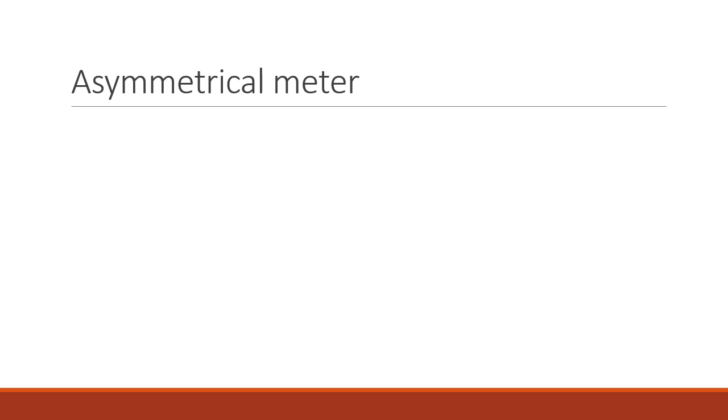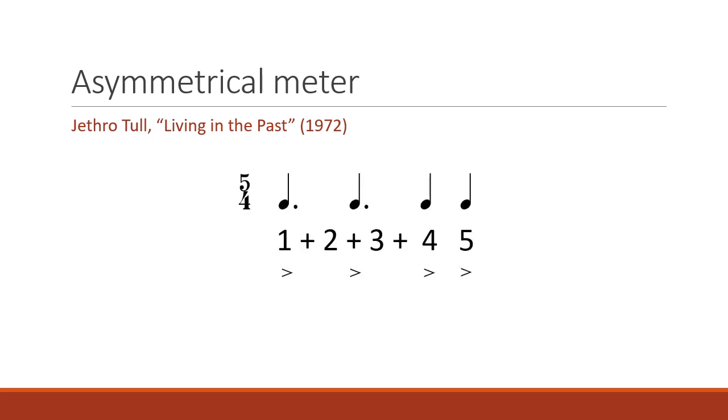Next, I want to talk about 2 classic rock songs. I can't play them in this video because YouTube will pull it for copyright if I do. But what I can do is tell you how to count them. The first song is Living in the Past by Jethro Tull. It's in 5/4, but that 5/4 is divided as 3 plus 3 plus 2 plus 2.